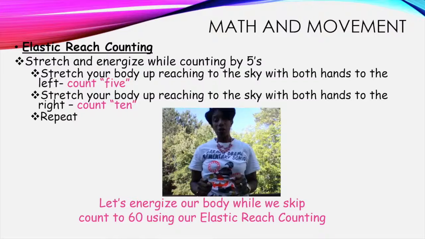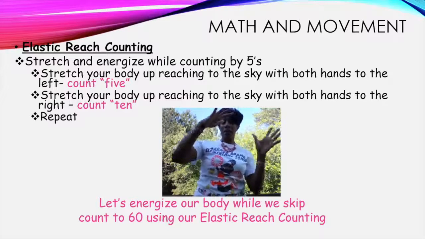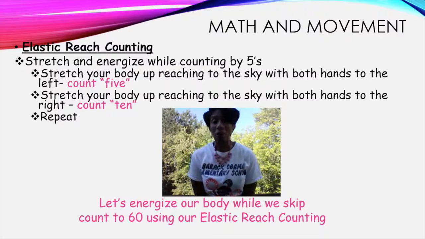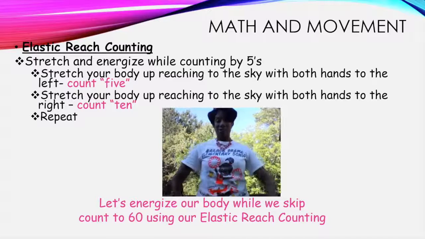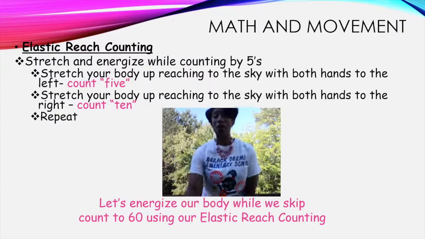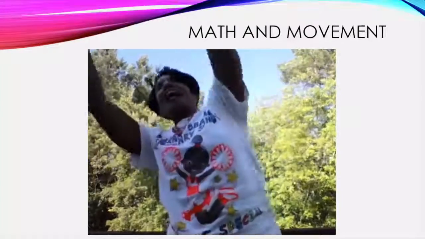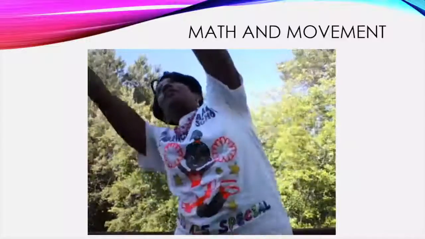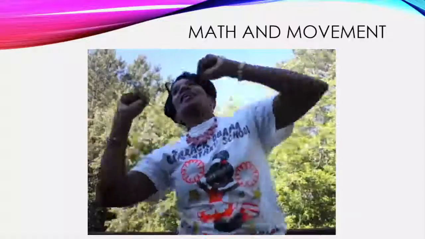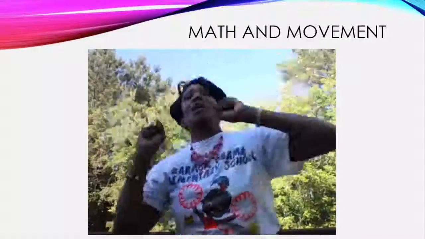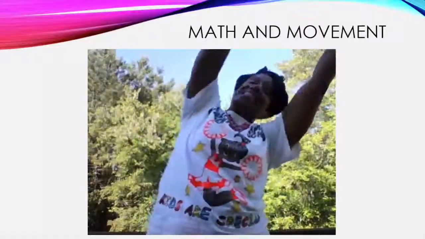And each time we stretch in one direction, we're going to count by fives, and we're going to count 5, then 10, but guess what? We're going to go all the way to 60 today, all the way to 60. So if you're ready, get yourselves all lined up and all ready to go, and then we're going to get started. Are you ready? Let's go. 5, 10, 15, 20, 25, 30, 35, 40, 45, 50, 55, 60.